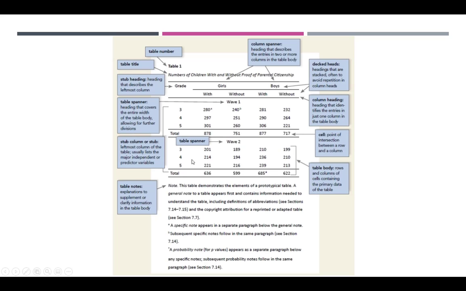This is the stub column. These are the column headers, or headings, and then each of the cells. We have got some lines splitting this up because it makes sense to, and some of the notes. They've given an illustration of each of the different kinds of notes you might attach to the table.